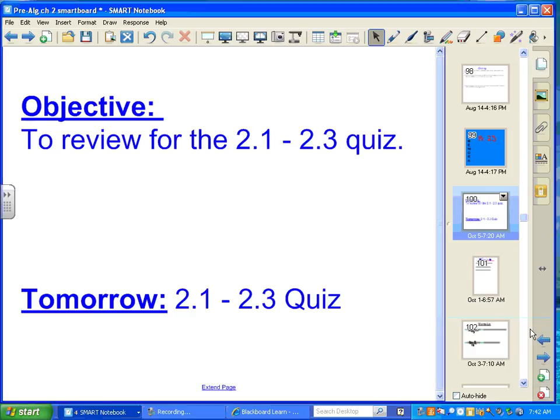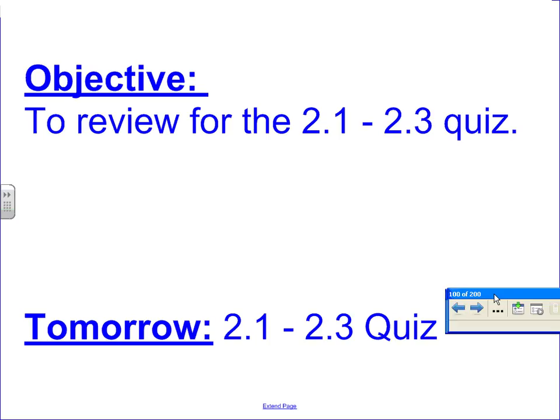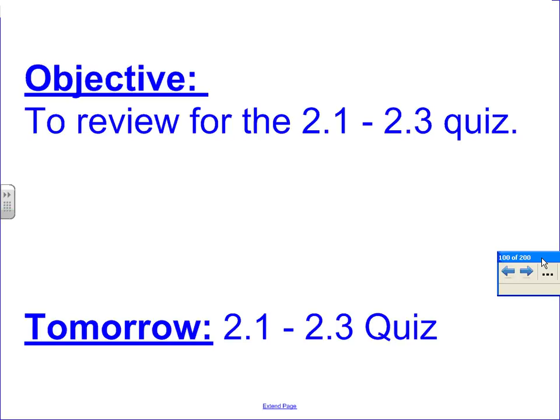Okay, our objective today is to review for your quiz you have tomorrow. So let me just explain the quiz. It's on lessons 2.1 through 2.3 that includes unit rates. So basically it's the first part of chapter 2. We are going to do a review later on in class today. I will post the answers on Blackboard so you guys and girls can check.